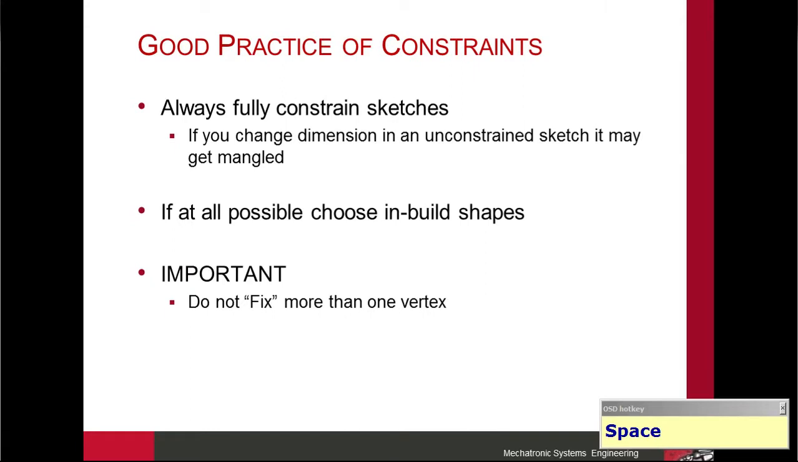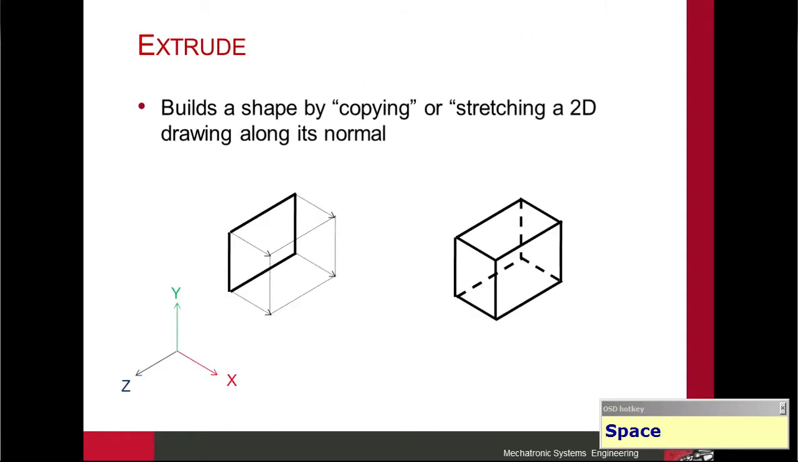As a good practice, we typically want our sketches to be fully constrained. It's important that you do not fix more than one vertex, because if you do, your dimensional values will not take full effect. If you make a sketch and your colleague makes a sketch, if you're working for a company, they would be in different shapes and would not match up. So you want to use mostly dimensional constraints as far as possible.